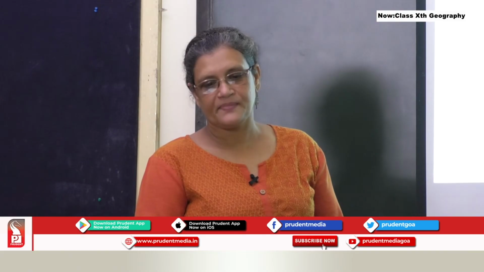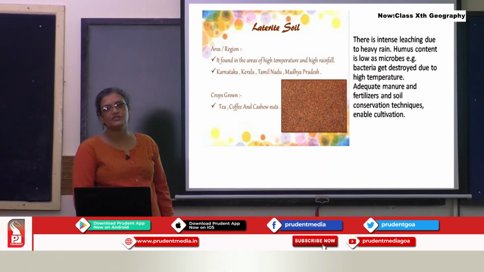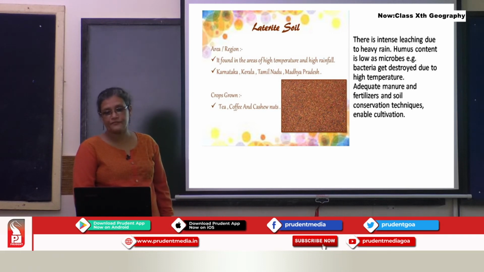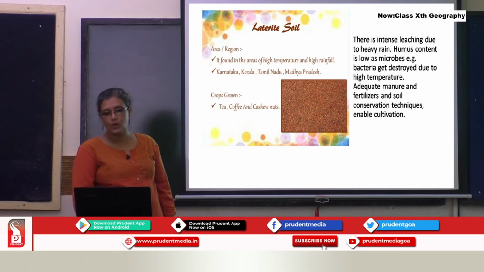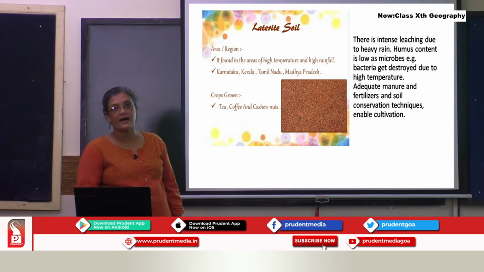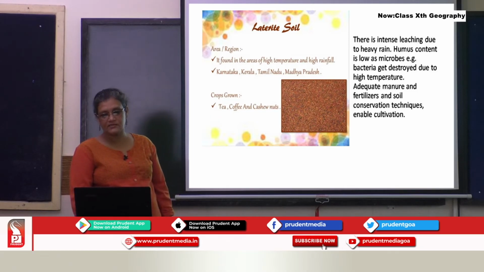Laterite soil. These are found in regions having high temperature and high rainfall, like Goa. Because of the high rainfall, there is intense leaching due to the heavy rains. You will see that the humus content in the soils is low because the bacteria get destroyed due to the high temperature. The high temperature kills the microorganisms present in the soil, basically bacteria.